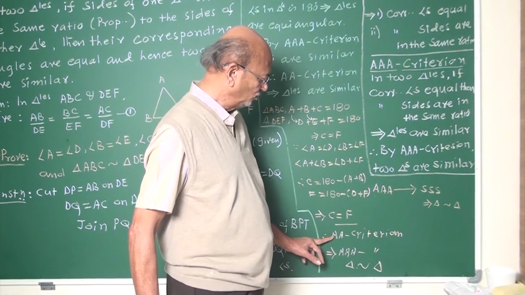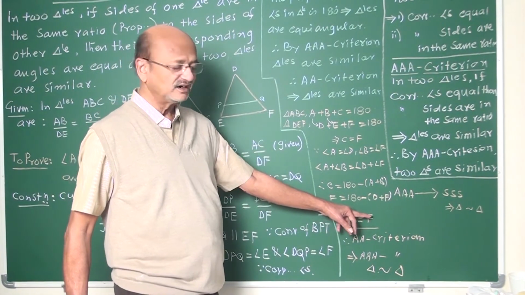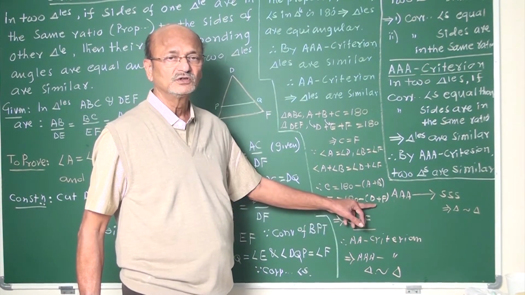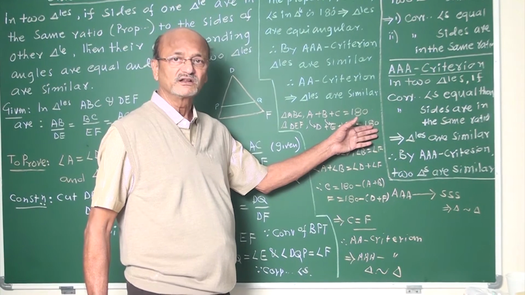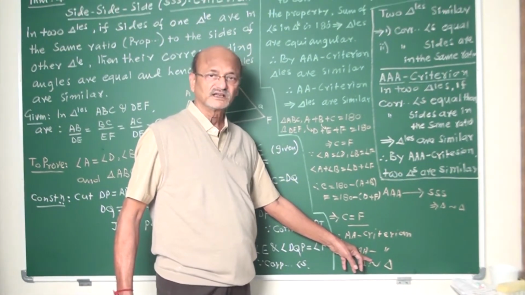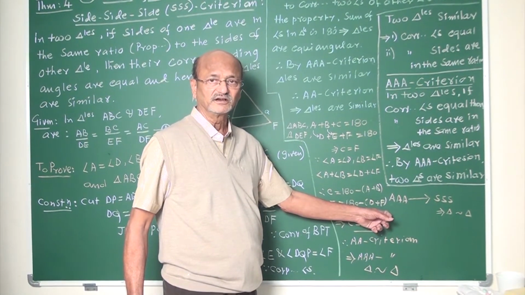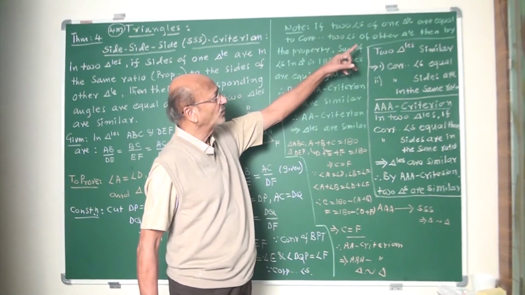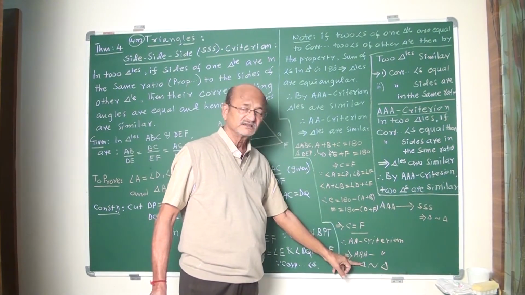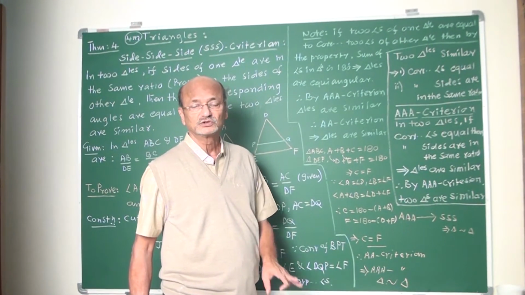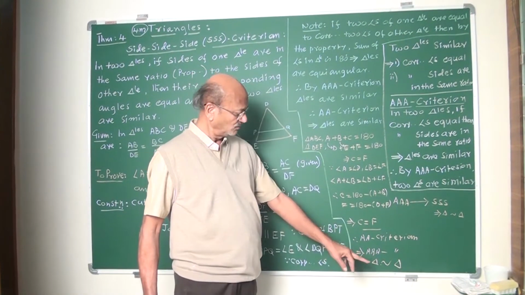As two angles of one triangle are equal to the corresponding two angles of another triangle, that leads to the third angles being equal. The third angle of the first triangle is equal to the third angle of the other. Then we have all three angles of one triangle equal to the corresponding angles of another triangle. Then by this 3A criterion, triangles are similar. Hence, even by the 2A criterion, both the triangles are similar, my friends.